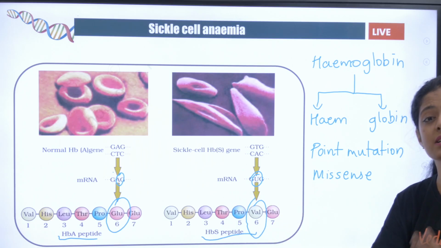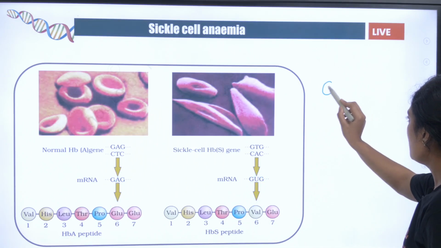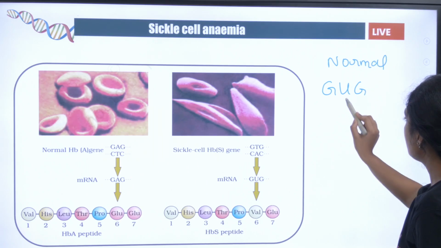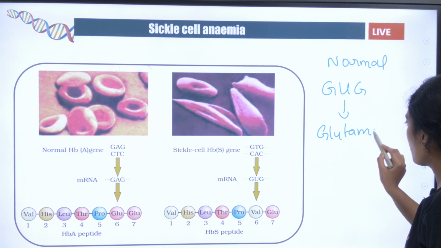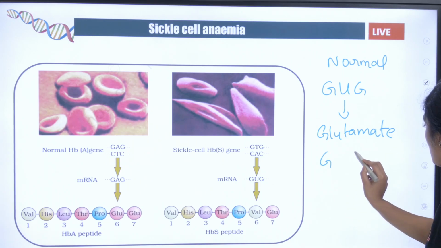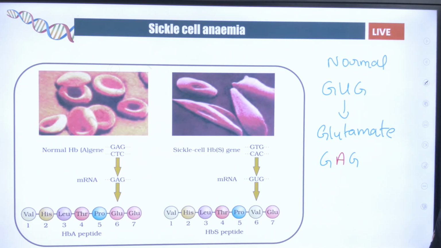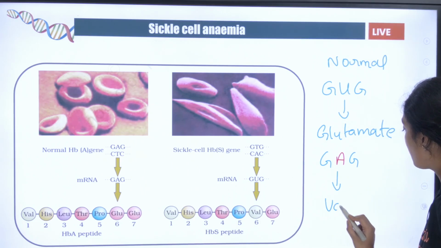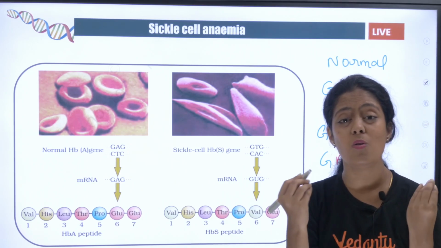Then you can see what change is happening. This is very, very important. In normal people the codon codes for an amino acid called glutamate. Now the codon is changing, GAG is becoming GUG. A is mutating to U. Then this U is producing valine. So glutamate and valine are both kinds of amino acids.